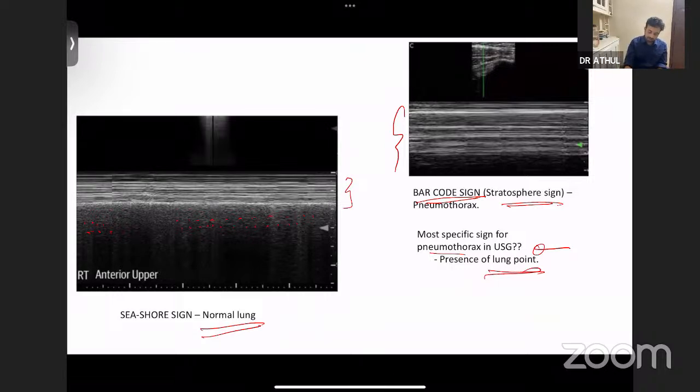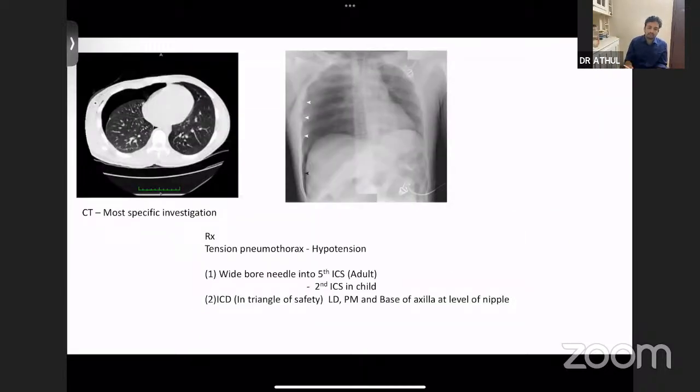Very, very important. And you should understand the most specific investigation. I told you even 1 ml of air will be picked up by CT. So the most specific investigation will always be CT chest, and this is how air is seen in CT, causing compression and collapse of the right lung. Another important sign is the deep sulcus sign we have discussed.